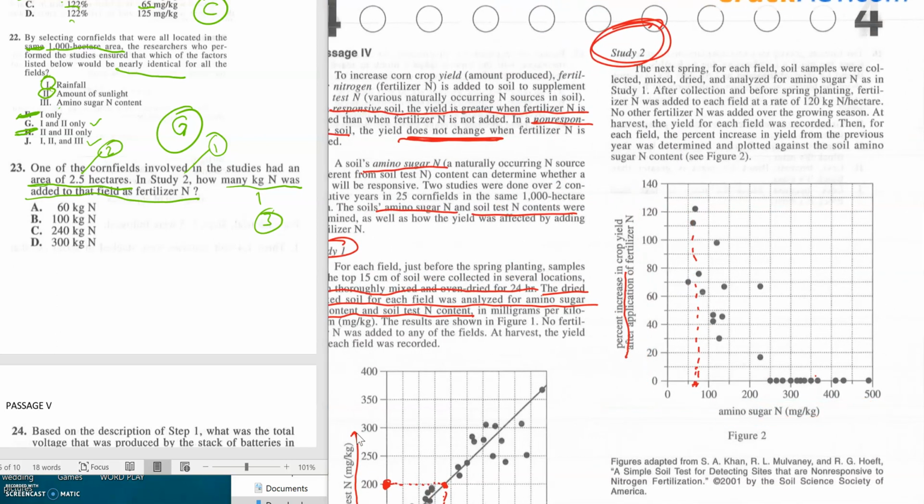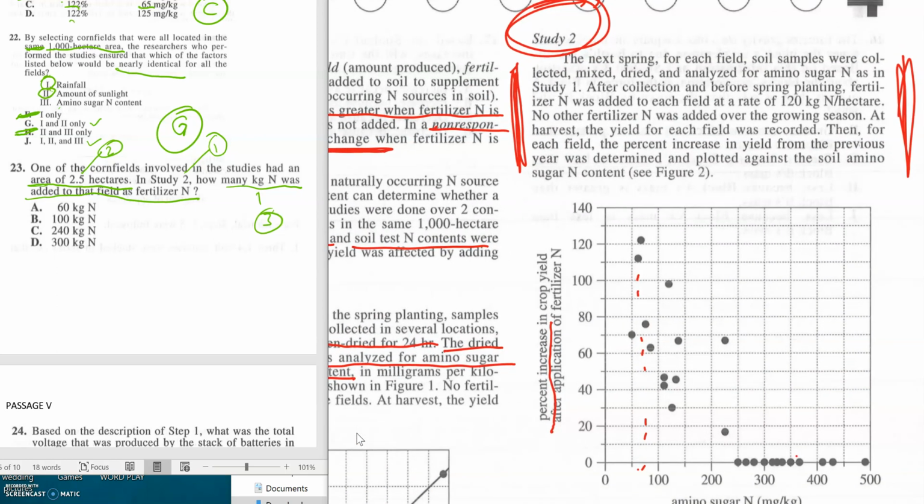I'll take this away. And then we're looking at, okay. So the graph doesn't say anything about hectares, right? What does that mean? It means it's going to be in the passage here. It's going to have to be here because the graph doesn't say anything about it. All right, so we're going to have to read this little passage. So the next spring for each field, soil samples were collected, mixed, dried, and analysed for amino sugar N, as in study 1. After collection and before spring planting, fertilizer N was added to each field, here it is, at a rate of 120 kilograms per hectare. There we go, we've found it. So step 2 is so that we've actually answered, no we haven't. So it's 120 for 1 hectare.